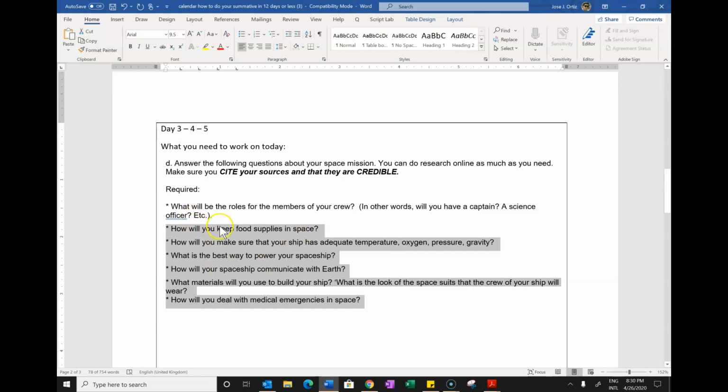And the questions are: how will you keep food supplies in space? How do you make sure that your ship has adequate temperature, oxygen, pressure, and gravity? What is the best way to power your spaceship? How will your spaceship communicate with Earth? What materials will you use to build your ship? What is the look of the spacesuits that the crew of your ship will wear? And how do you deal with medical emergencies?